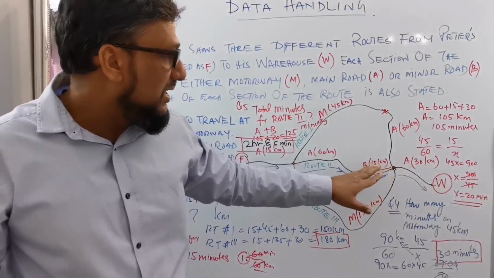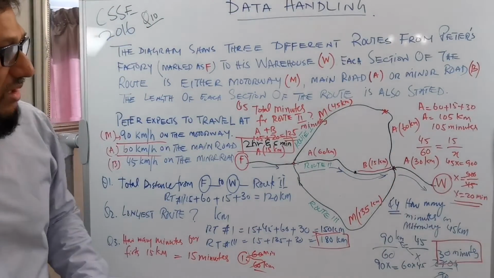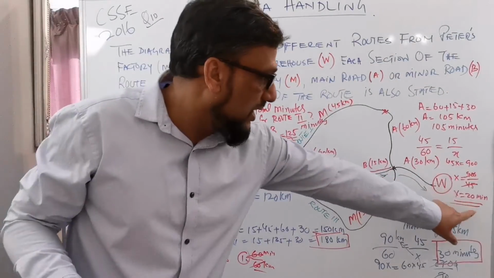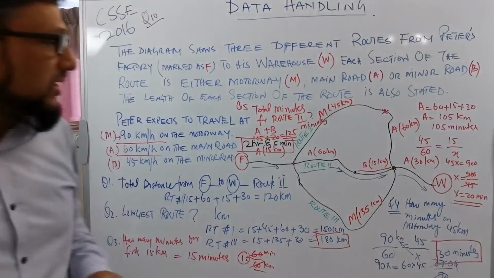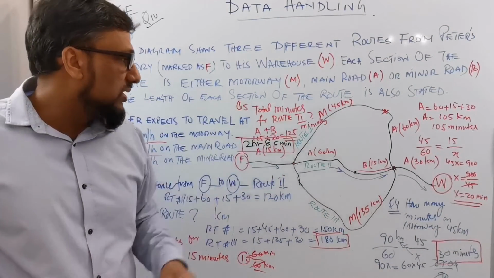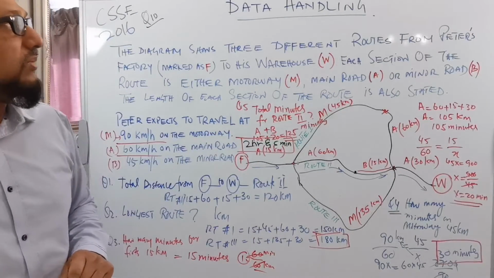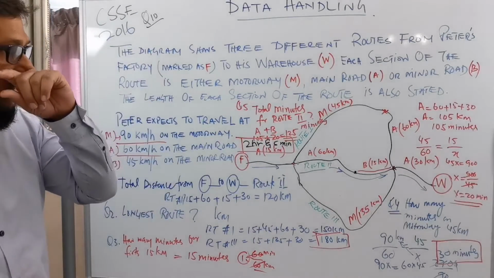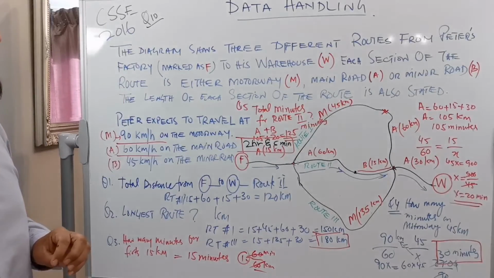And the B, which is minor road, he drives 45 kilometer per hour. So we work out, and for 15 kilometer, he took 20 minutes. So 20 minutes plus 105, which is 125 minutes. So total 2 hours and 5 minutes. This is a very simple question, and you can gain easily 5 marks.